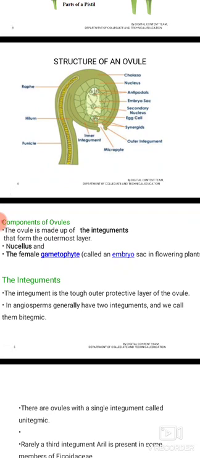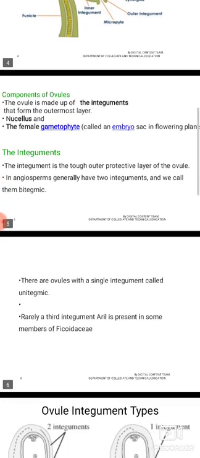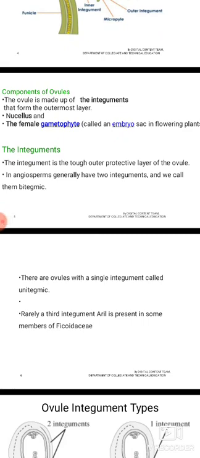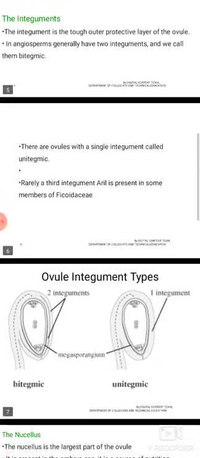Coming to the integuments. The integument is a tough outer protective layer of the ovule, and in angiosperms generally there are two integuments and they are known as bitegmic. There are ovules with a single integument and they are known as unitegmic. Rarely a third integument, that is aril, is present in some members of Fucoideaceae.